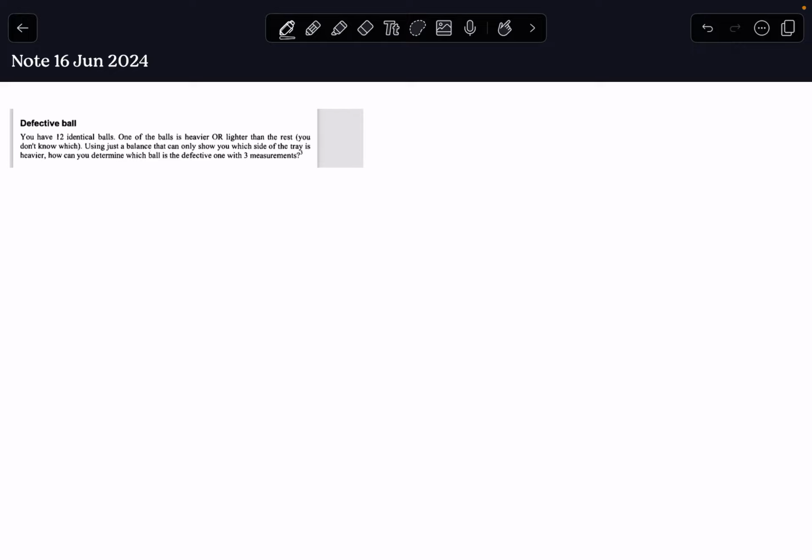So you have 12 identical balls. One of the balls is heavier or lighter. You don't know which one. Using a balance which can only show which side is heavier or lighter, we have to determine which is the defective ball with three measurements.